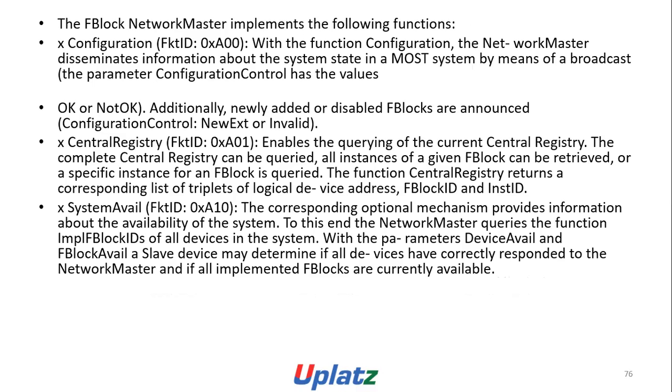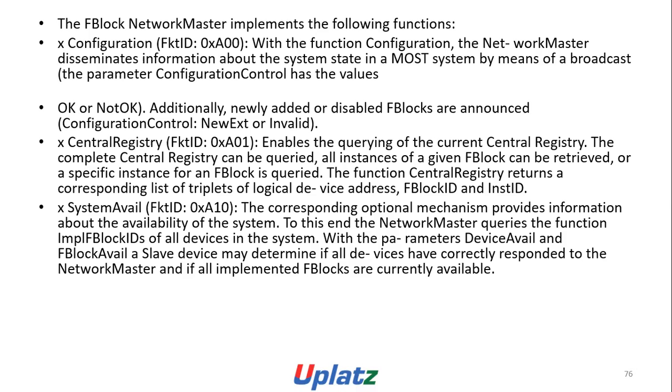Central registry, FktID 0x001, enables querying the current central registry. The complete central registry can be queried, all instances of a given Fblock can be retrieved, or a specific instance of an Fblock is queried. The function central registry returns a corresponding list of tuples of logical device addresses, Fblock ID and instance ID.